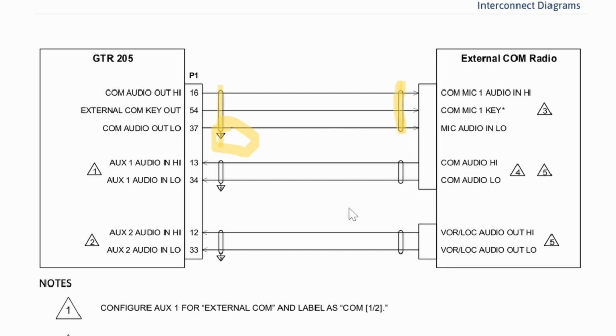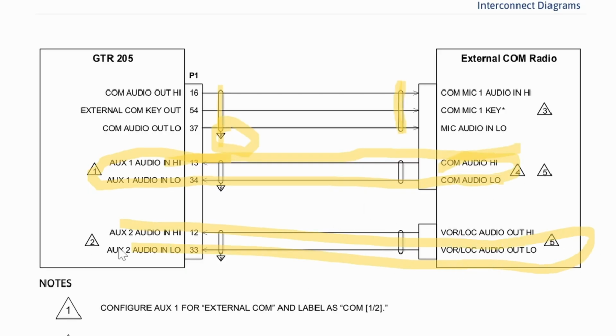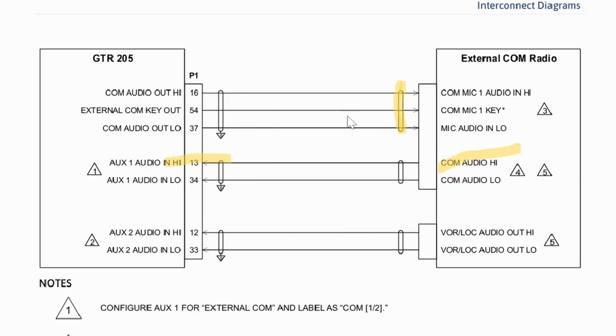If you're going to the aux ins, again, you can see the highs going to the highs, and then the lows going with the lows to complete that loop. Not a circuit, more like a loop. Same thing with the aux 2s. So that's the first example. Pretty easy to follow. We're going to get a little bit more in-depth with some of the later ones, but they're still going to be pretty easy.